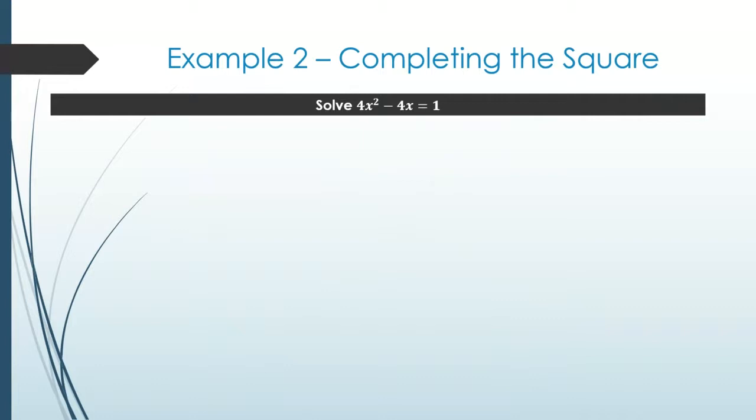Here's a second example. So hopefully the second one will kind of help you out here. Okay, so completing the square, we have to have no coefficient in front of the x squared term. So here we have 4 in front of the x squared term. So we don't want a 4, we need to get rid of it. So we're going to divide everything by 4. So I'm going to divide every single term by 4. So that gives me x squared minus x equals 1/4.